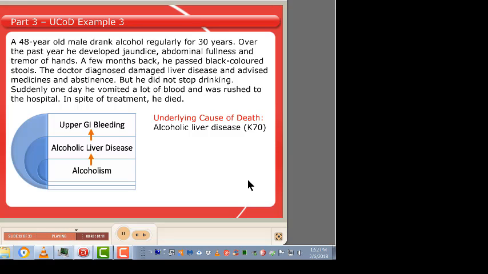Though it was his drinking that made him sick, alcoholism is a risk factor and therefore cannot be considered a cause of death. Also, not everyone who is an alcoholic dies from liver disease. Keywords to consider are alcohol, jaundice, damaged liver, and vomited blood.